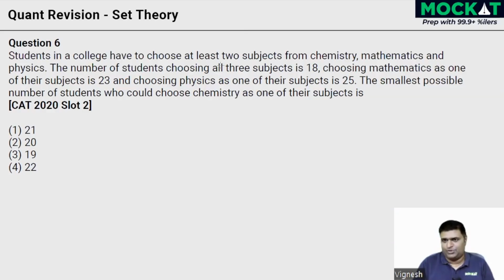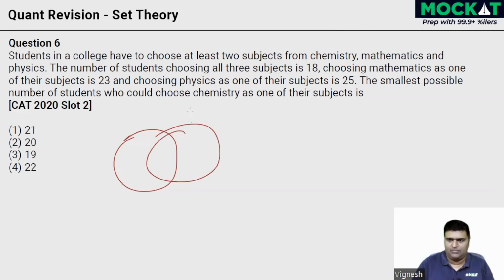So what do we have here? Students in a college have to choose at least 2 subjects from chemistry, maths, and physics. I've known it as MPC. Let me just write it that way, freehand, M, P, and C. They have to choose at least two. Exactly one is not possible, so 0, 0, and 0. The number of students choosing all three subjects is 18.